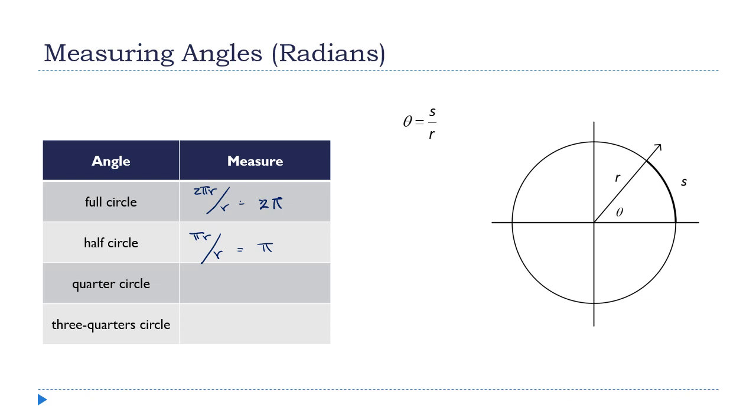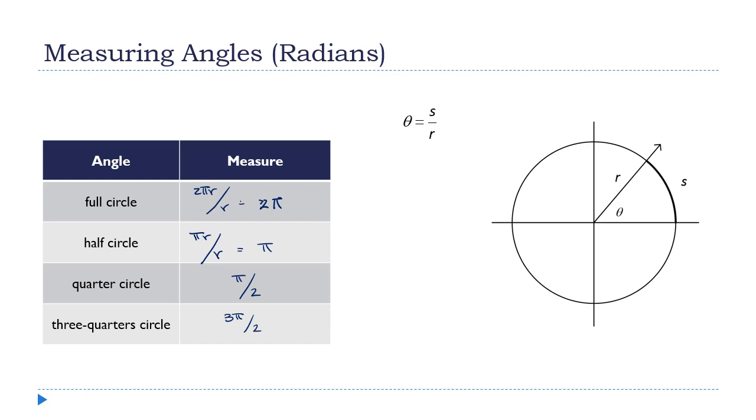This is half of a full circle, so I expected the size of the angle to be half the size of the angle that we got from a full circle. All right, so again, using the same reasoning, a quarter circle will be a half of a circle, or pi over 2, and 3/4 of a circle will be 3 pi over 2.